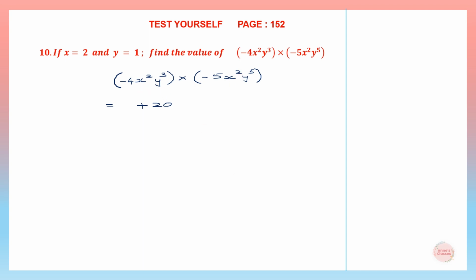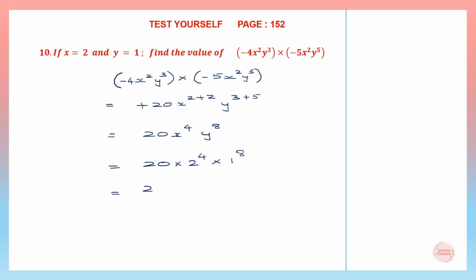So that will be x to the power of 2 plus 2 into y and y to the power of 3 plus 5. So what do we get here? We get 20 x to the power of 4 and y to the power of 8. Now we can substitute x with 2 and y with 1. So let's do that. So this is going to be 20 into x to the power of 4 and x is 2, 2 to the power of 4 into y is 1 and 1 to the power of 8.